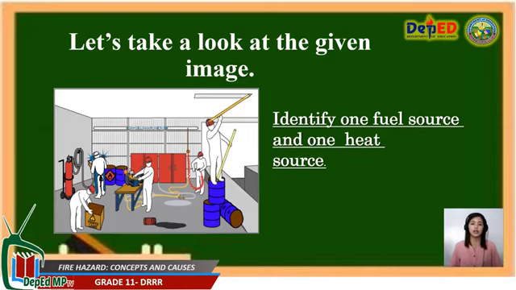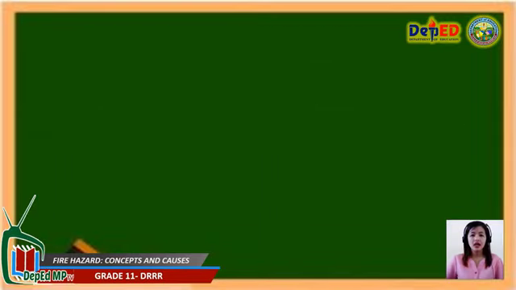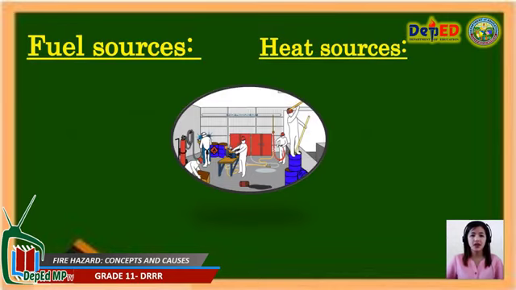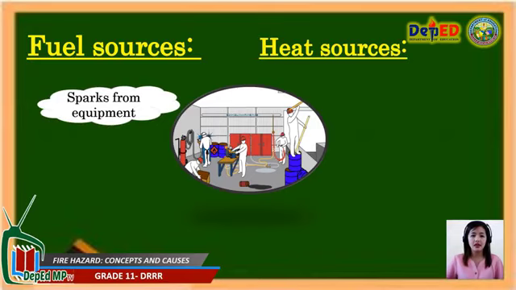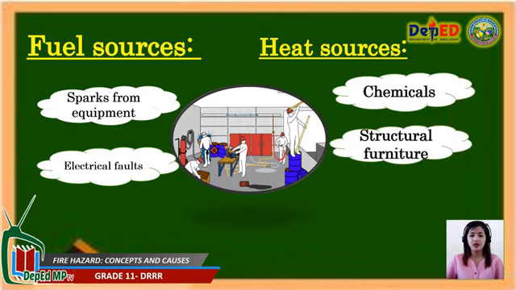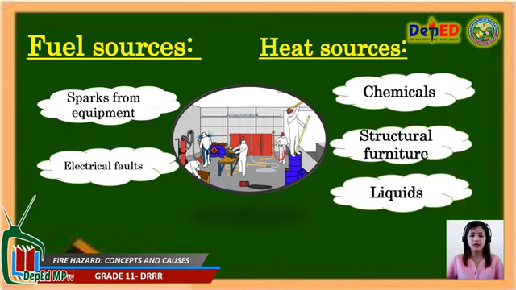Were you able to identify one fuel source and one heat source? If yes, very good. If no, there's nothing to worry because that is part of learning. Furthermore, this is a warm-up activity. Here are some of the fuel sources and heat sources seen in the picture. For fuel sources, we have two. First, sparks from equipment. Second, electrical faults. Under heat sources, we have chemicals, structural furniture, and liquids.